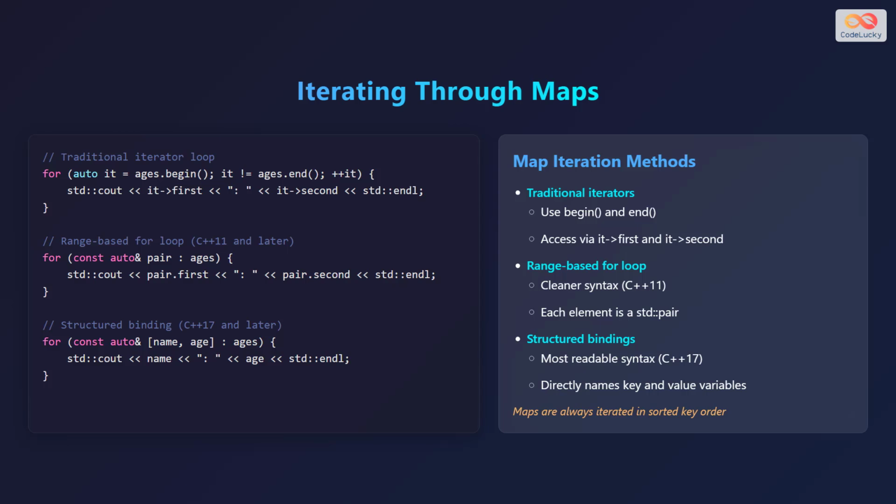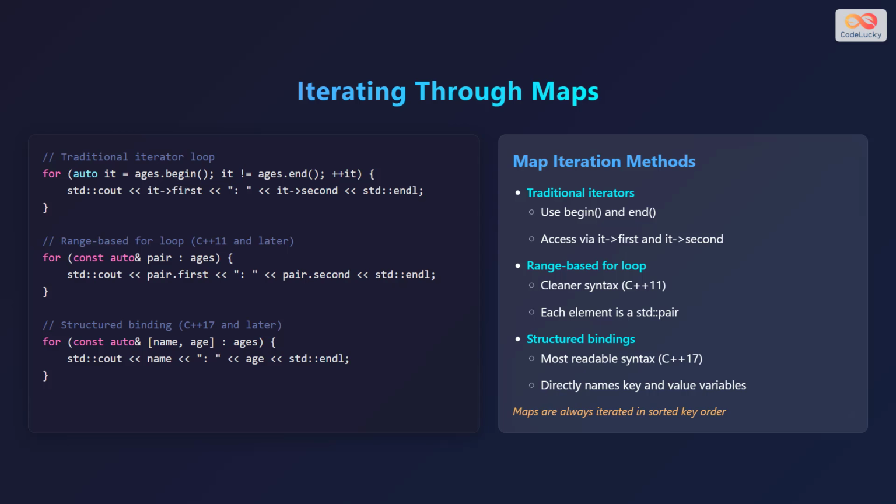The next way is using a range-based for loop. const auto& pair : ages will iterate through the map. To print to standard output, use pair.first and pair.second. Lastly, structured binding, starting with C++17, is a way to iterate through the map. const auto& [name, age] : ages. Print name and age to standard output.